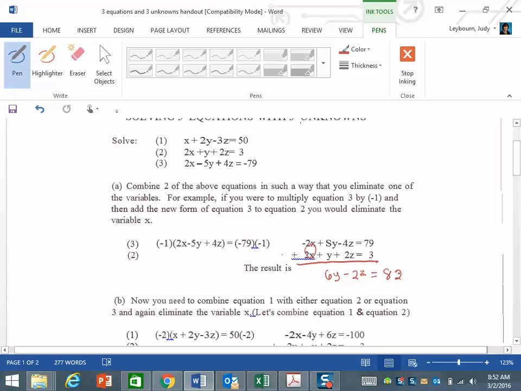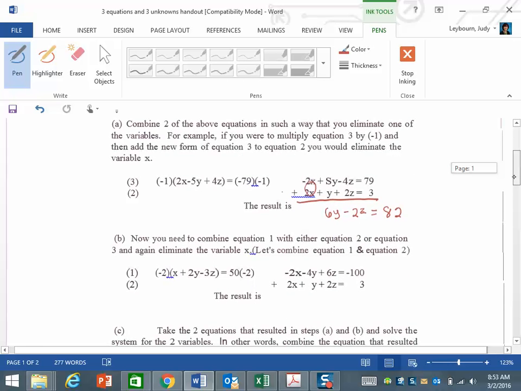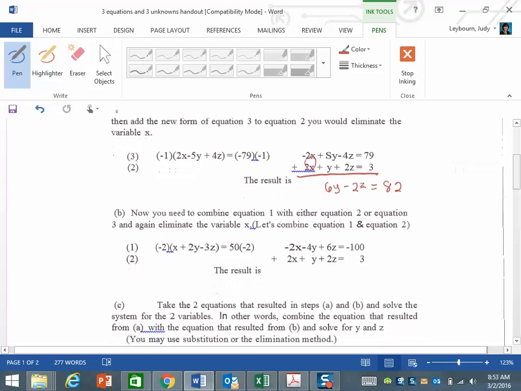So now I've found one equation with just two variables. Since I've used equations 2 and 3, I now must use equation 1, and I can use it with either 2 or 3, and again eliminate the x variable. I've chosen to use equation 1 and 2.